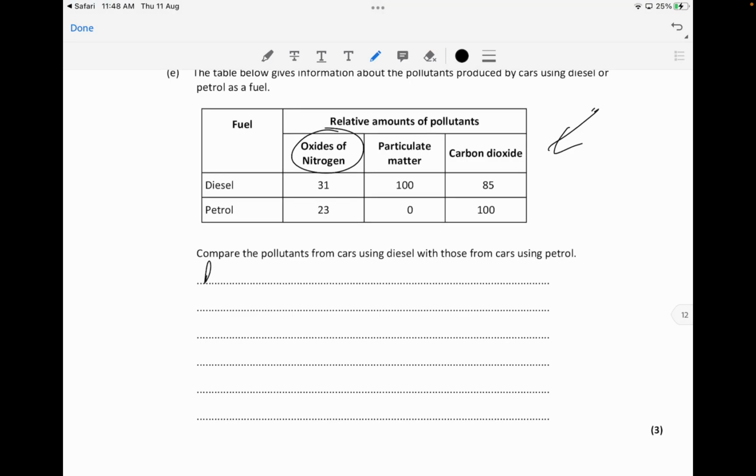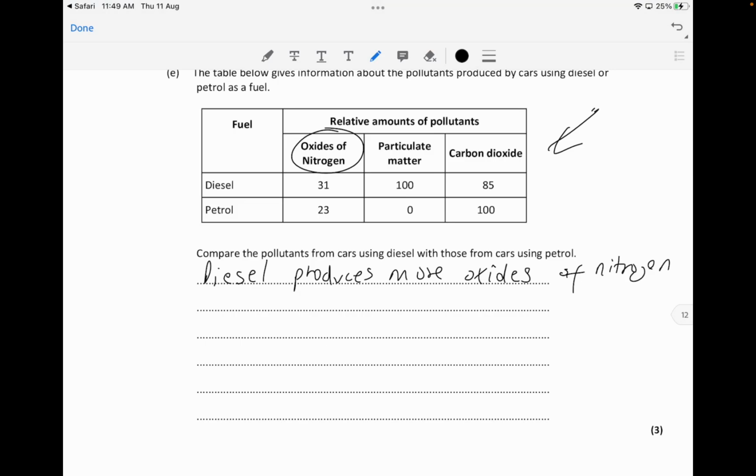So you can say that diesel produces more oxides of, let's say, nitrogen. More oxides of nitrogen. That's 1 point. You can also mention that diesel produces more particulate matter than petrol. You can see petrol has about 0 particulate matter.